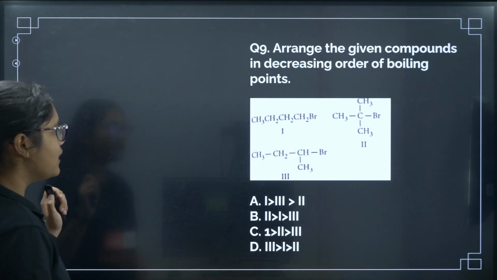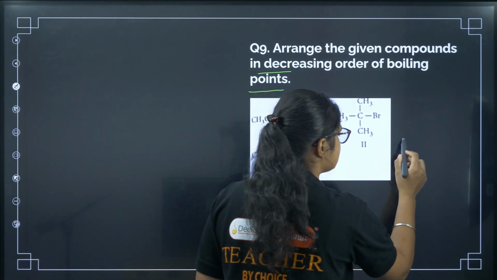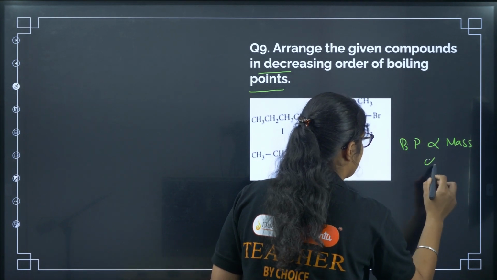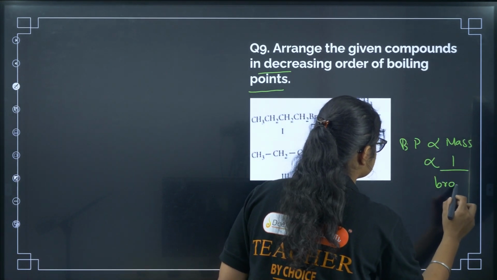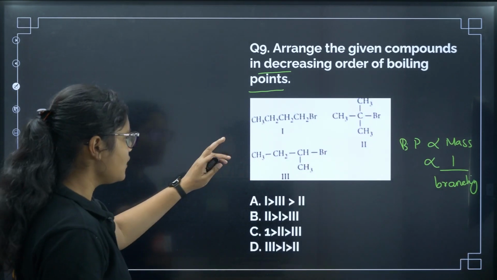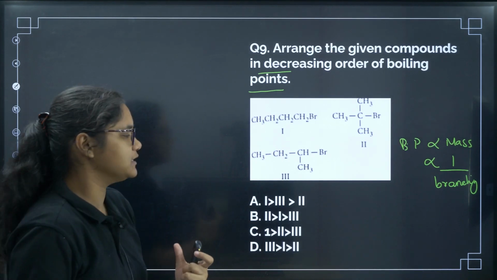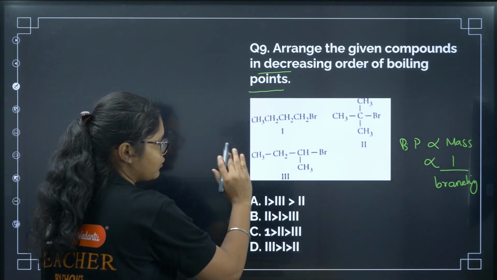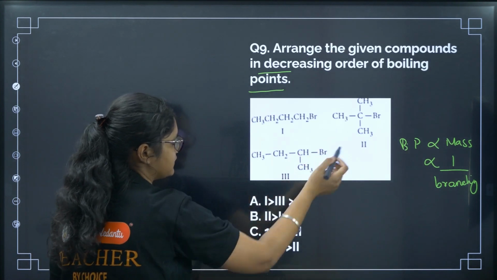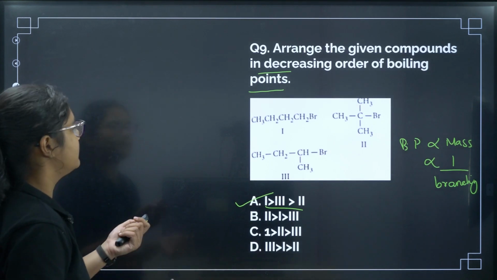Next, arrange the given compounds in the decreasing order of boiling point. So boiling point depends on two things. Boiling point is directly proportional to mass, okay, and inversely proportional to branching, right? Now if you see here, all the three compounds have 4 carbons, but we have to decide on the basis of branching. So the first one has no branching, so it will have the highest boiling point. Then comes 3 and then comes 2, because here there is more branching. So 1, 3 and 2 is the correct answer. That will be option number A.